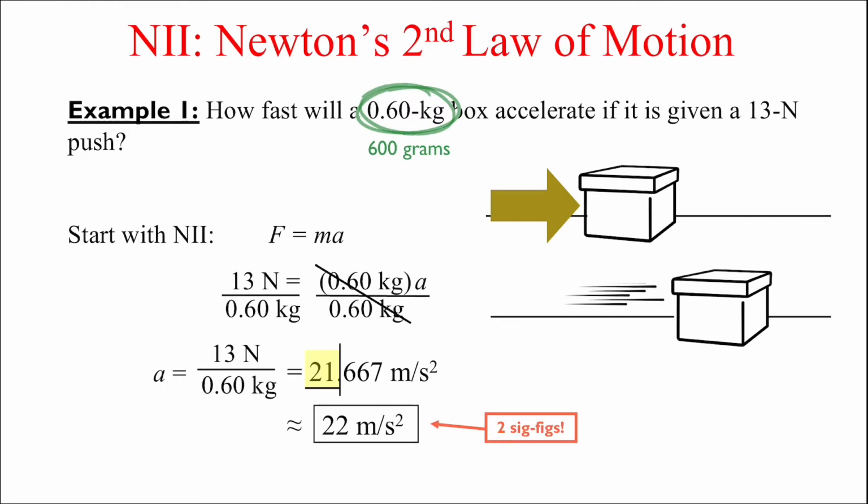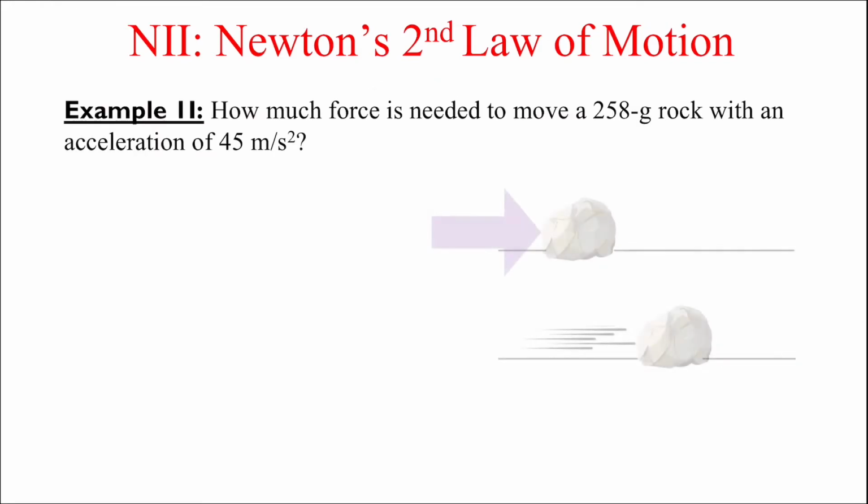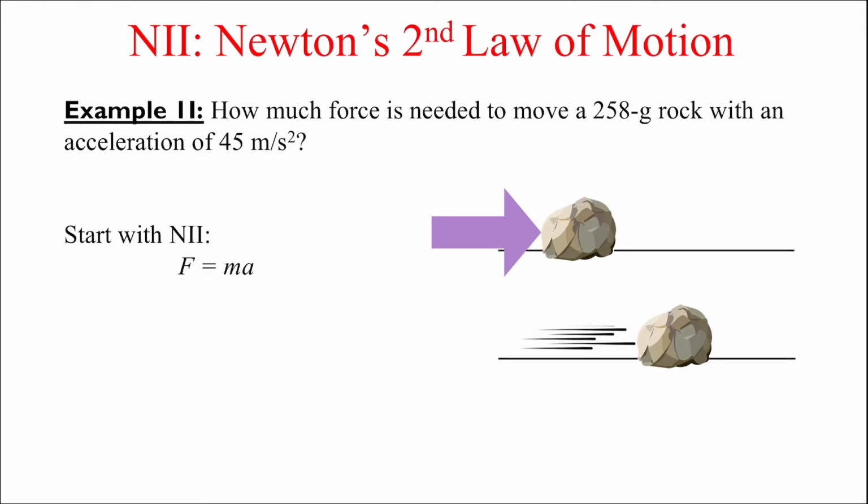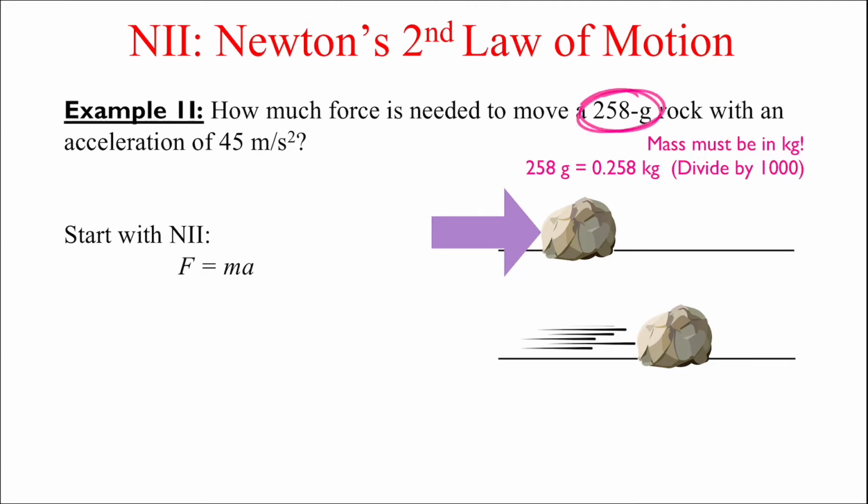In our next example, we need to determine how much force is needed to move a 258-gram rock, which is probably really a pebble, with an acceleration of 45 meters per second squared. So again, we start with Newton's second law. However, we have to remember that the mass in this equation must be in units of kilograms. So our 258-gram rock will actually be 0.258 kilograms, which gives us F equals 0.258 kilograms times 45 meters per second squared. Multiplying these two numbers together gives us 11.61 newtons.